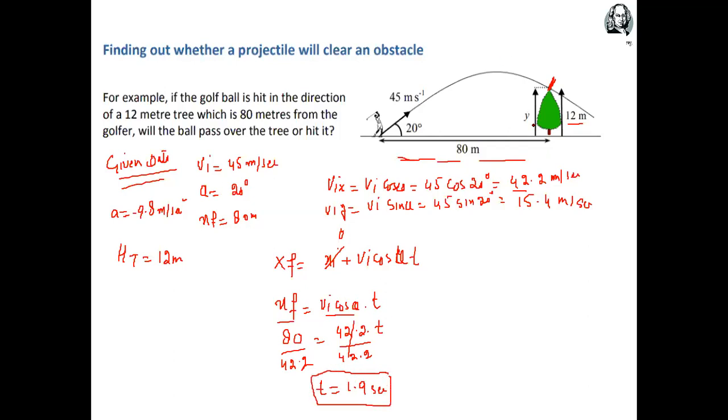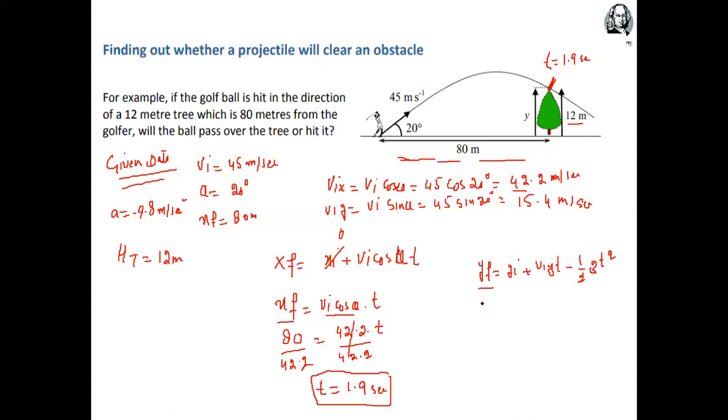Yes, excellent. Now we know this time. The time to reach this point is equal to 1.9 second. Now we can find the height, yf. The final height is equal to the initial height plus Viy t minus half g t square. If this yf is greater than 12, it will cross the tree. If this yf is less than 12, it will hit the tree.